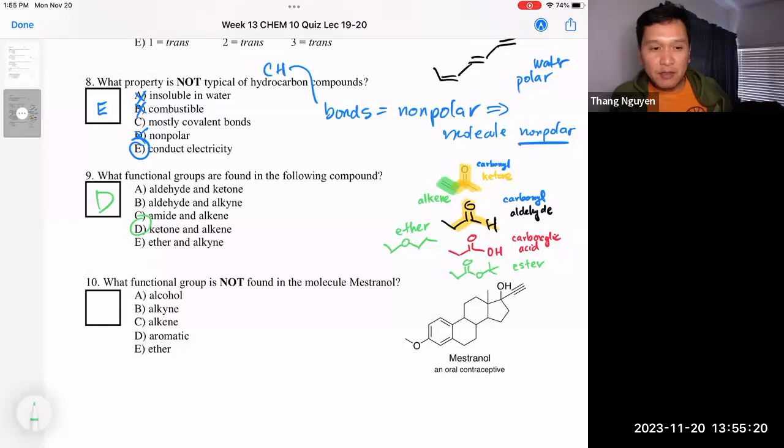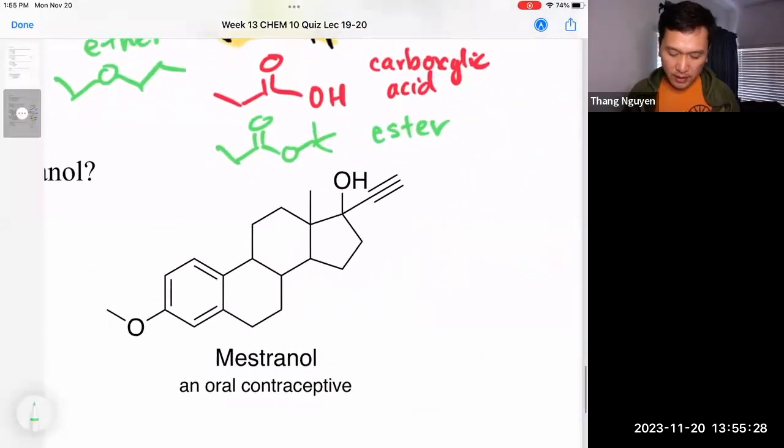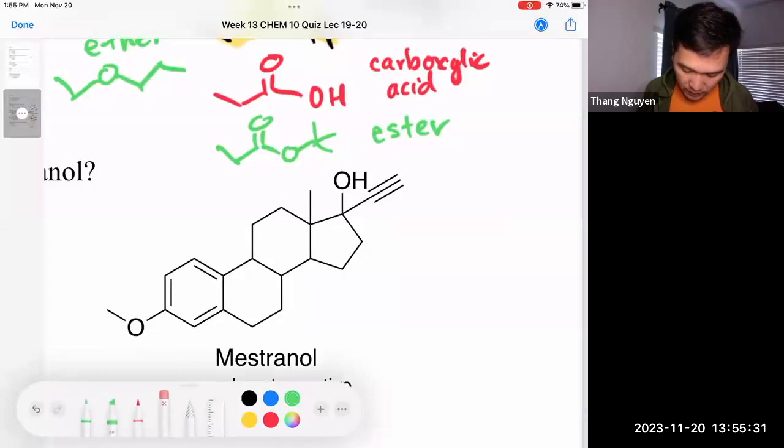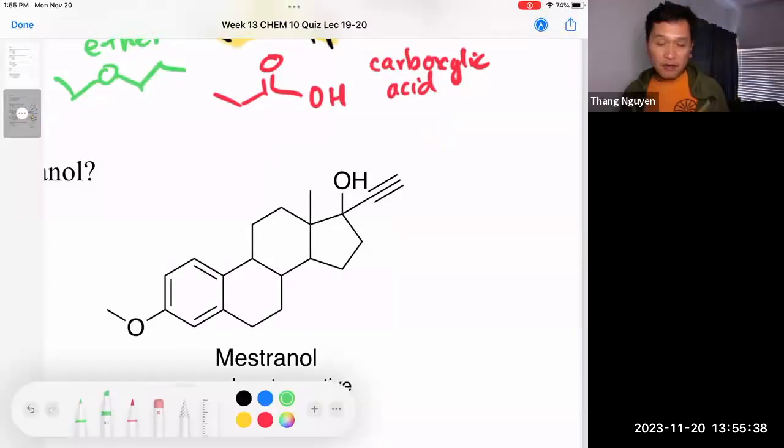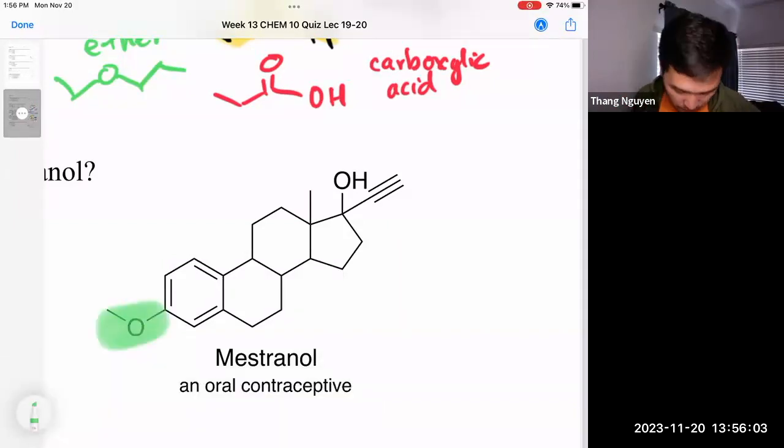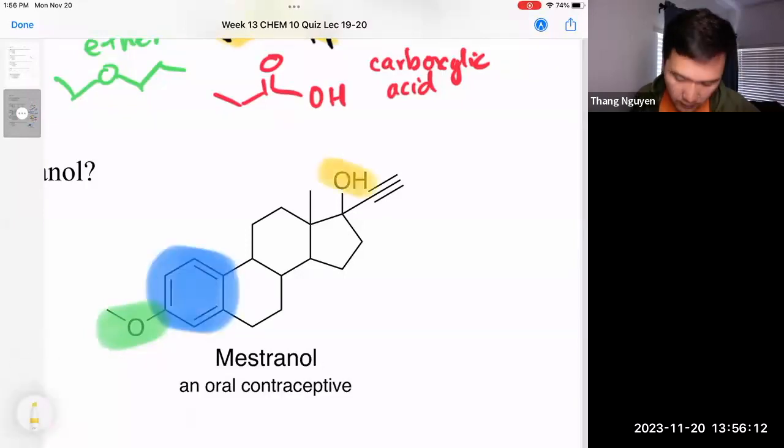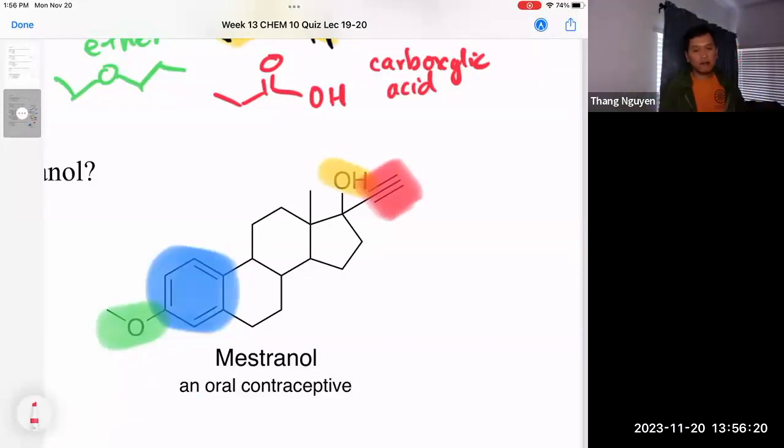Okay, on the same line of thought, number 10: which functional group is not found in this molecule, an oral contraceptive? So let's go ahead and highlight some functional groups. I'm going to highlight them for you first since you're probably new to this, and then I'm going to give you some time to name each one. That's one functional group. That's another. That's another. And that's another. So we got 4 functional groups.